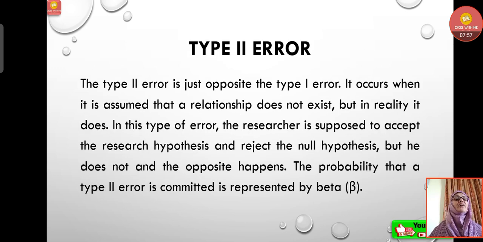Now, type 2 error is just the opposite of type 1 error. It occurs when it is assumed that a relationship does not exist. That is, when it is false, we are accepting, but in reality, it does not exist. In this type of error, the researcher is supposed to accept the research hypothesis and reject the null hypothesis, but he does not, and the opposite happens. The probability that a type 2 error is committed is represented by beta.